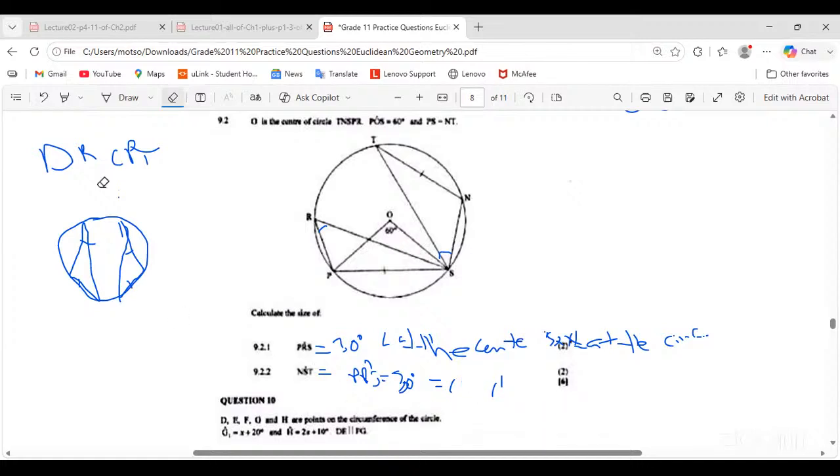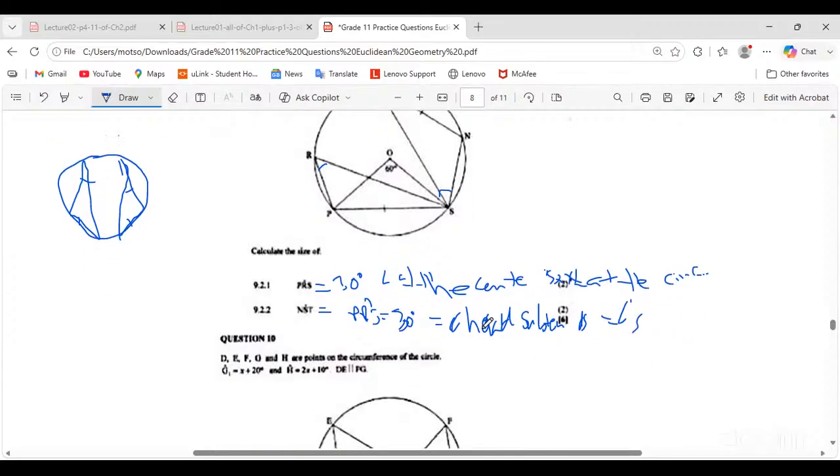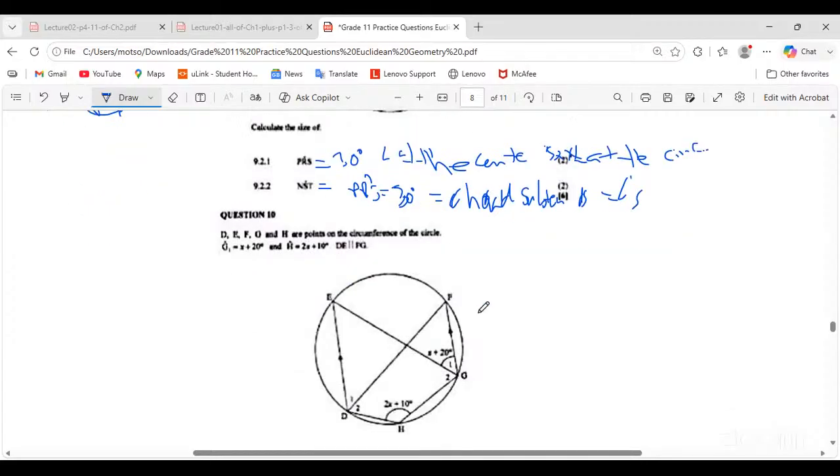So I'm saying equal chords subtend equal angles. Fine. Now we go to the next question. I hope this makes sense to everyone. Now we go to question 10.